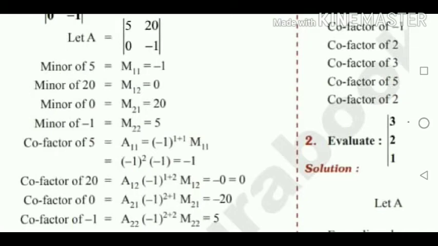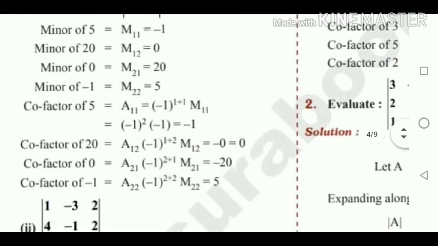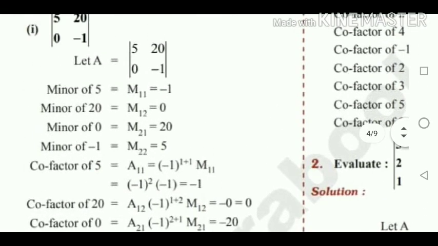That is, you are changing the sign of the cofactor, because A21 means 2 plus 1, 3, which is an odd number. Minus 1 power 3 becomes minus 1. Minus 1 into M21, which is 20, becomes minus 20. Then the cofactor of minus 1, that is A22. A22 means 2 plus 2, 4. Minus 1 power 4 becomes plus 1. Plus 1 into M22, which is 5, gives 5. So this is the way you are finding the cofactor and the minor of the element.